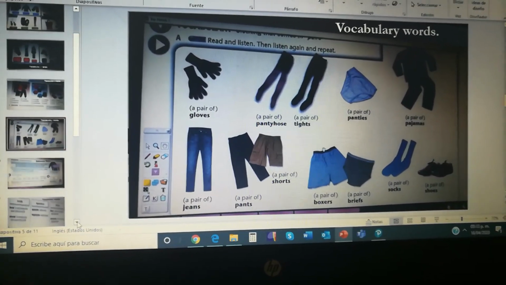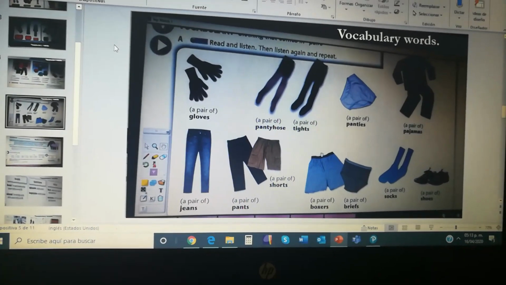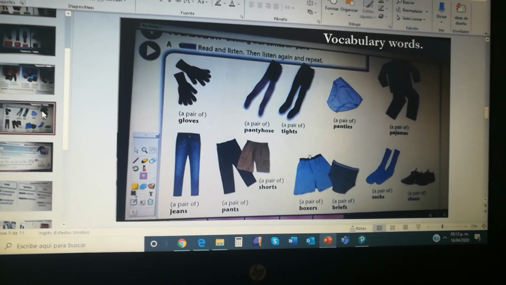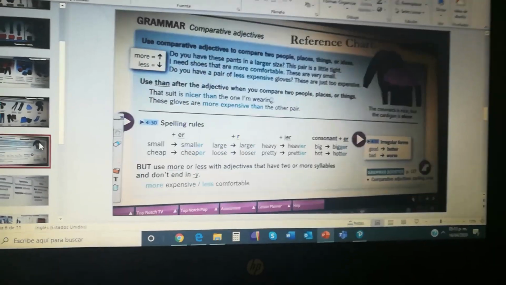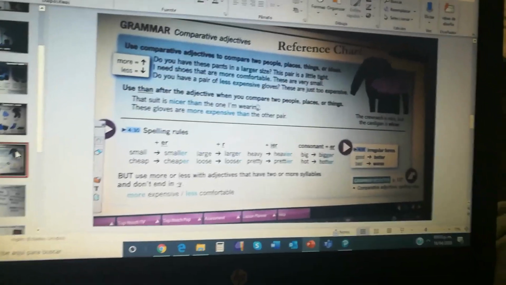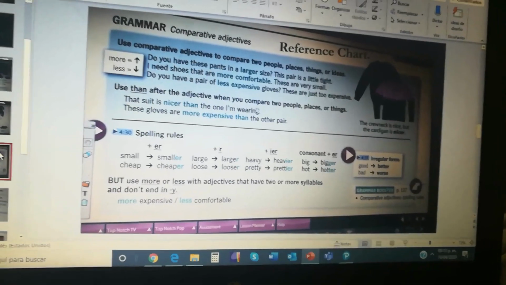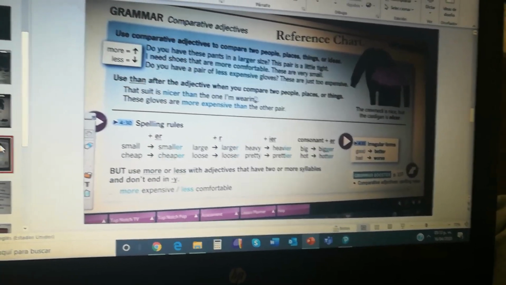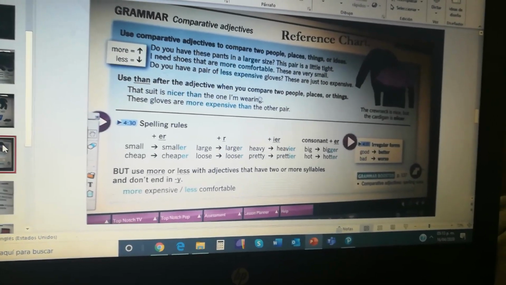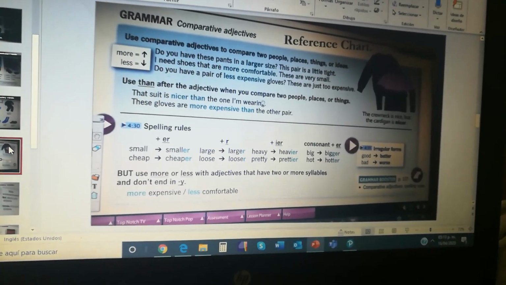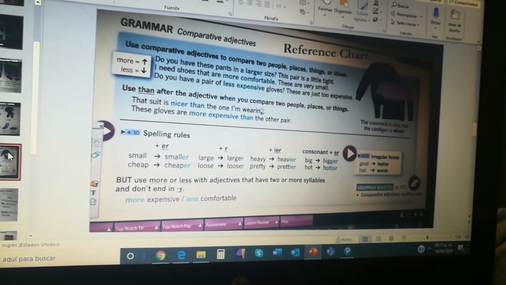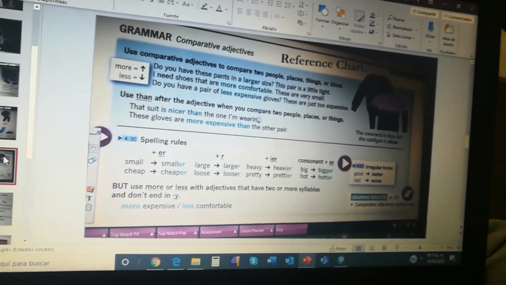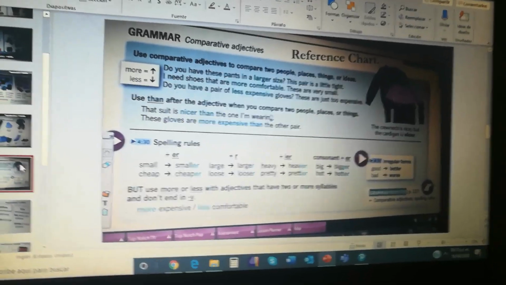And these are more vocabulary words: gloves, pantyhose, tights, panties, pajamas, jeans, pants, and other words. In this unit, you have a lot of vocabulary to work on, but you have some reference charts too. Do you remember the reference charts that you have in your book? It is the same. A reference chart refers to grammar. In this case, you study the comparative adjective. I don't know if you remember the comparative adjective, but it's a topic that is not new for you either.